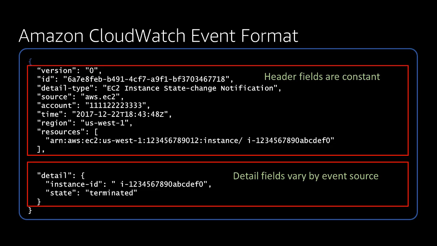CloudWatch events. This is a JSON object that's going to go ahead and explain what's happened. So you can pull down the JSON data and parse it out as you need. So you've got the header fields explaining what type of data is being pulled, and then the individual details based on what actually happened. So in this case, there was an EC2 instance that was terminated. This is what you would see in the CloudWatch events.